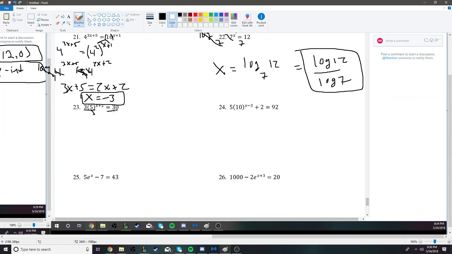Divide both sides by 3. 5 to the x plus 2 is equal to 10. Take log base 5 of both sides. We get x plus 2 is equal to log base 5 of 10. Subtract 2 on both sides. x equals log of 10 divided by log of 5 minus 2.